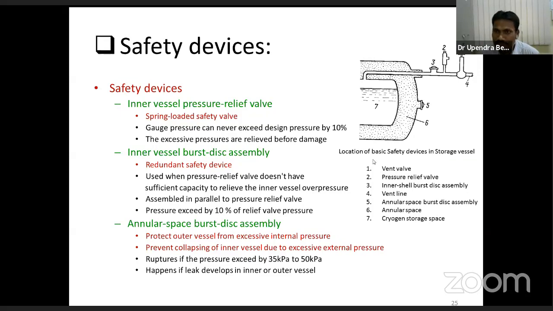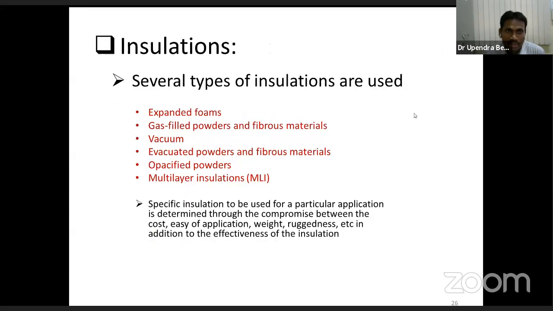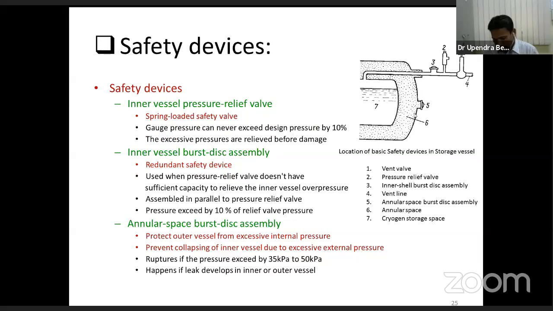If the pressure in the interspace reaches that set value, then the bursting disc opens up and bursts literally, and both the containers are safeguarded. This pressure building generally happens if a leak develops in the inner or outer vessel. That way, the pressure will build up, and with this bursting disc, both the inner and outer vessels are protected. Okay, so that is the total design part of safety for these cryo containers or cryo vessels.